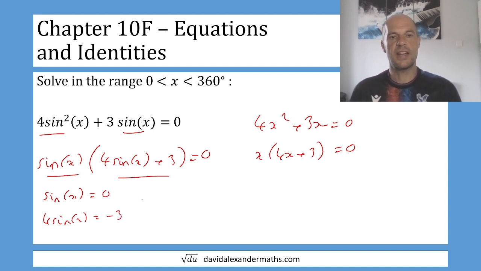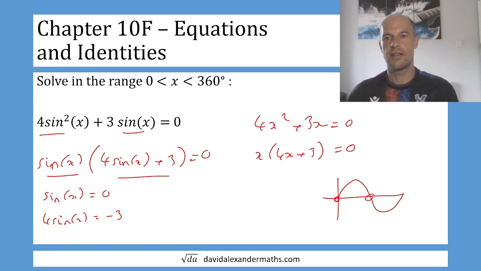Okay, so if the sine of x equals 0, actually this one we can just work out from our sketch. So where is the sine of x 0? Well, it's 0 there, there and there, so that's 0 degrees, 180 degrees and 360 degrees. But it can't be 0 or 360, it can only be the 180 because it has to be strictly greater than 0 and strictly less than 360. So from here we're getting x equals 180 degrees, that's one solution.